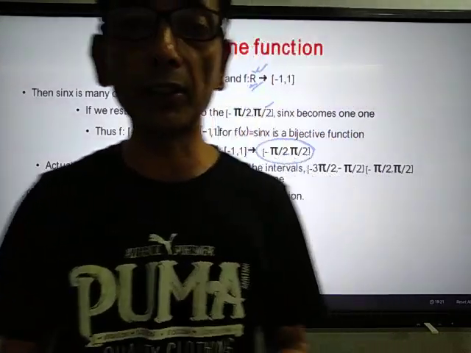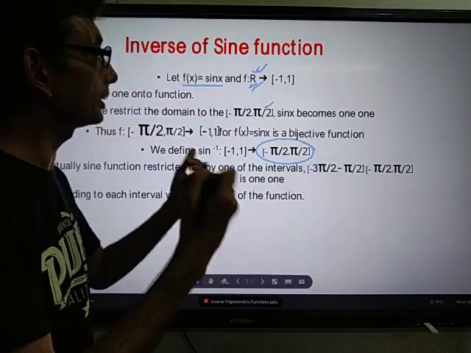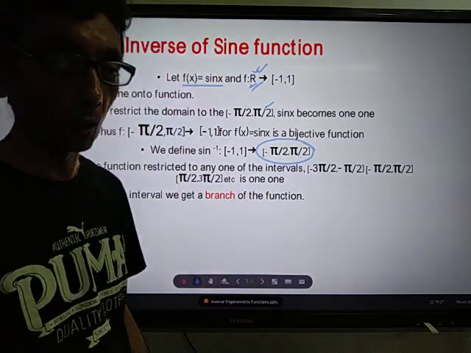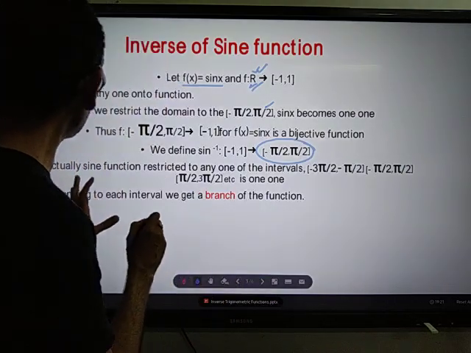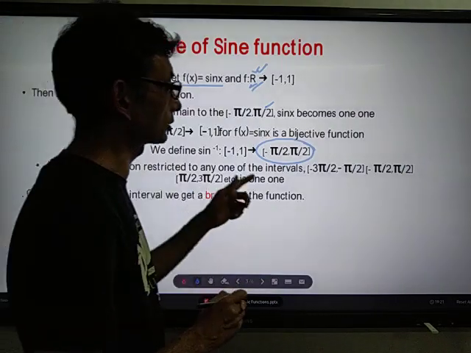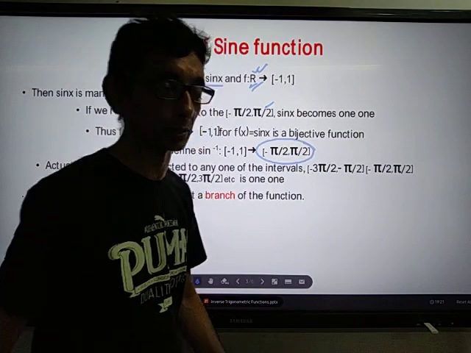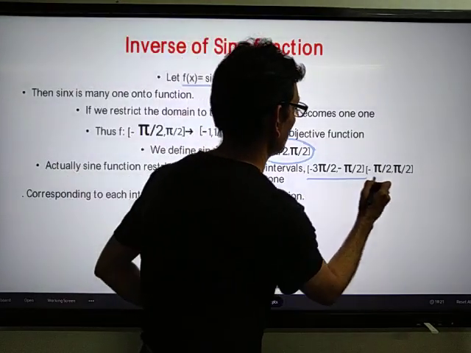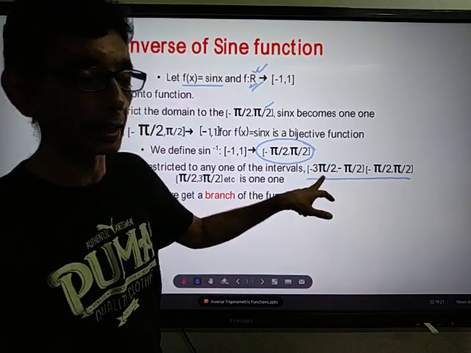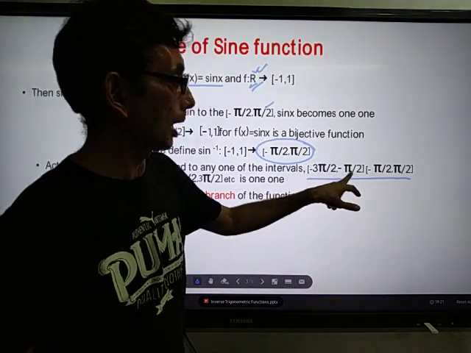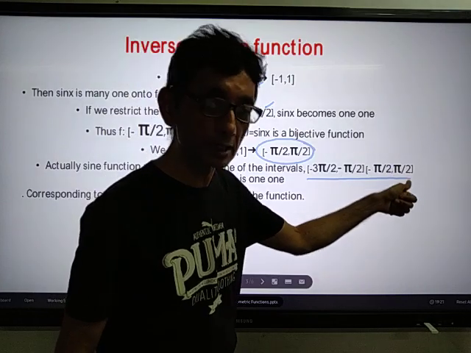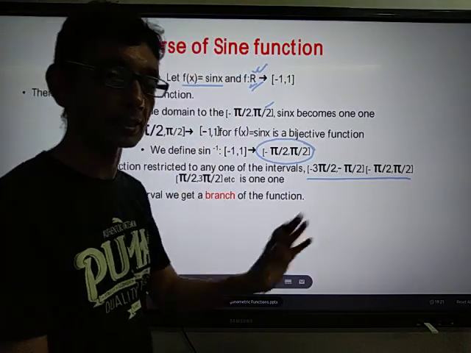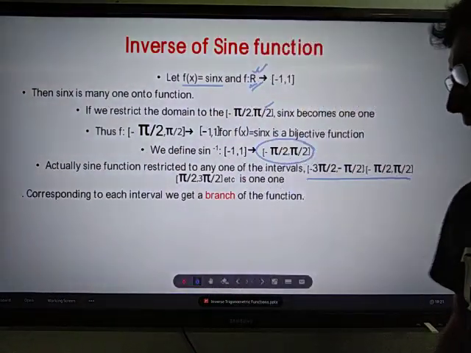And hence, the sine function will be bijective, and we will think of finding the inverse of the sine function. Remember one thing: if you restrict the sine function, not only to minus pi by 2 to pi by 2, but actually to any of these intervals, like minus 3 pi by 2 to minus pi by 2, minus pi by 2 to plus pi by 2, pi by 2 to 3 pi by 2, etc., the sine function becomes bijective.